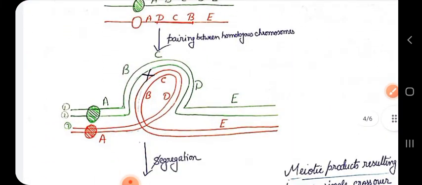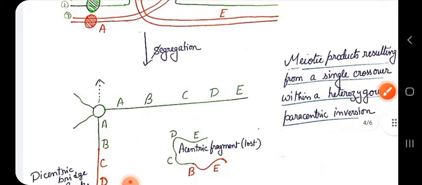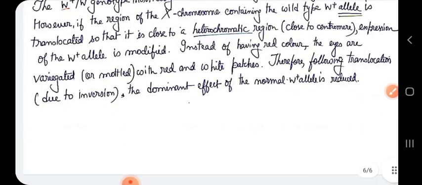And cytologically, we have seen that the inverted segment will try to pair with its homologue by forming a loop in order to align themselves during crossing over, during synapsis. Okay, so that's all for inversion. I hope you have understood this part.